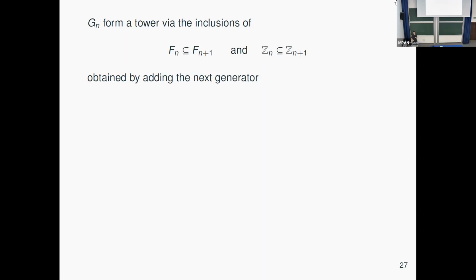So this should be Z^n inside Z^(n+1). So you extend by the next generator, either with the free group or with the free abelian group.